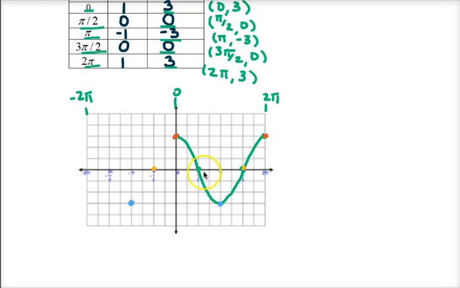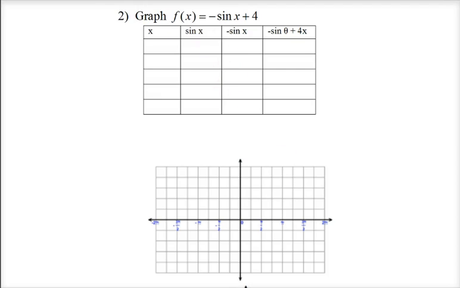If this one right here is at 0, then the next one over here will be at 0. And finally, if this one is at positive 3, then the next one over here will be at positive 3. So you can see it's almost as if we copy-pasted that same picture over to the left-hand side of the graph. All right, the next one says graph negative sine x plus 4. So let's just fill in our radians first for the x values: 0 radians, pi over 2 radians, pi radians, 3 pi over 2 radians, and 2 pi.